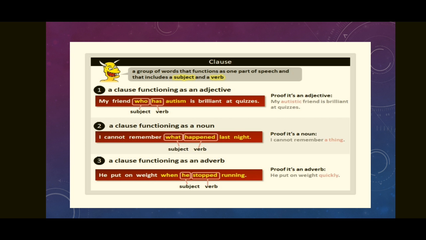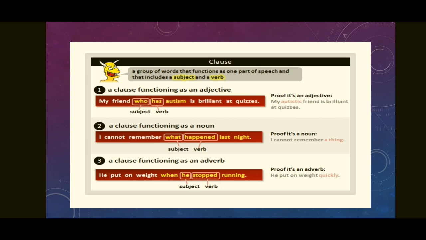A clause functioning as a noun. I cannot remember what happened last night. What is a subject. Happened is a verb. Here, the proof of noun is I cannot remember a thing, a particular thing which you cannot remember.